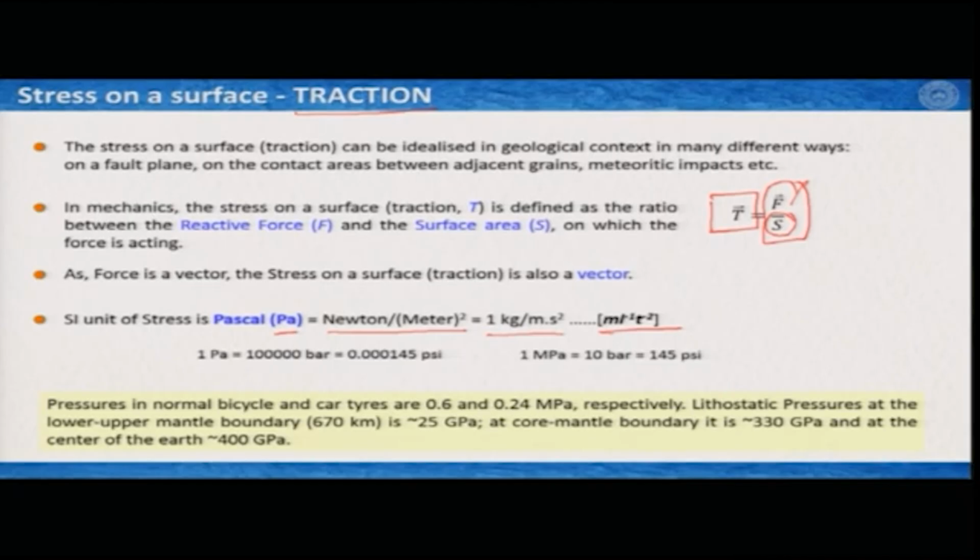Now, there are many other units of stress. Sometimes we also call it pressure in this context. So, 1 Pascal is equivalent to 10 to the power minus 5 bars. That means 5 zeros after the decimal point, and this is about 0.000145 psi, pound per square inch. And 1 megapascal, therefore 1 into 10 to the power 6 Pascal, is equivalent to 10 bars and 145 psi.